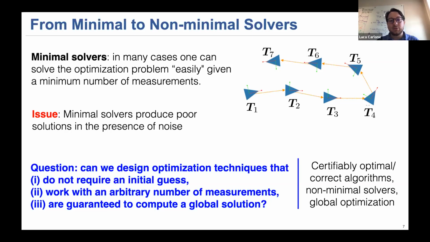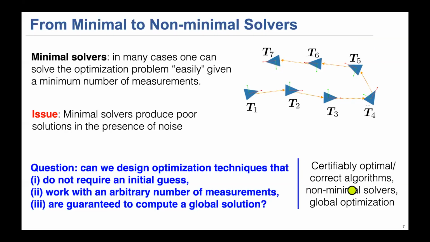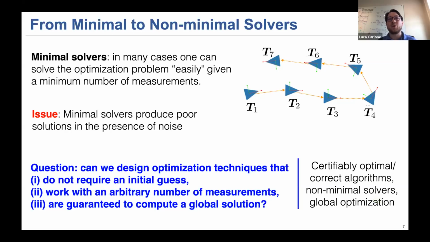The answer to this, of course, is yes, we can do this. The result is what have been called certifiable algorithms, certifiably optimal, certifiably correct algorithms. In computer vision, they're also called non-minimal solvers. The basic idea is essentially algorithms that perform global optimization.